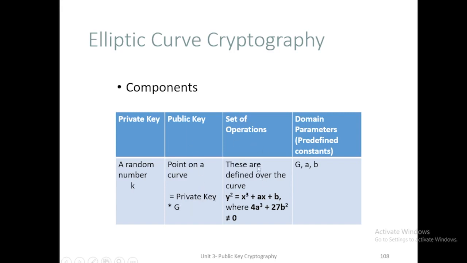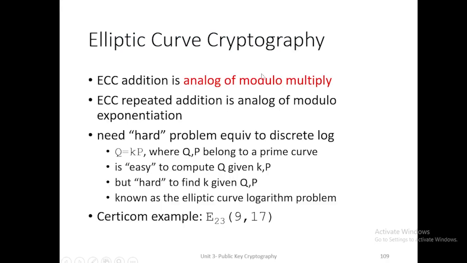The generalized form of the equation is y squared equals x cube plus ax plus b, and the domain will be given. So it is a given point G. Here we denote that p is a prime number. Using these notations, you can write the equations in which the condition is 4a cube plus 27b square should not be equivalent to 0. In this way, you should use the A and B values. We are doing only modulus operations because we are taking the prime curve.